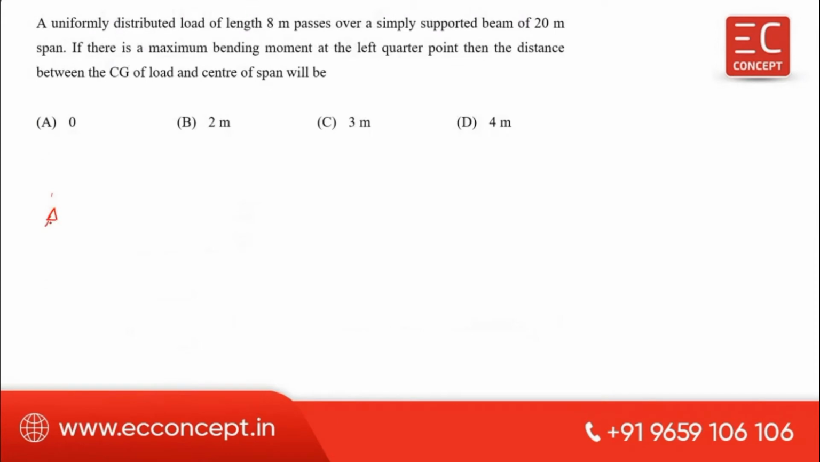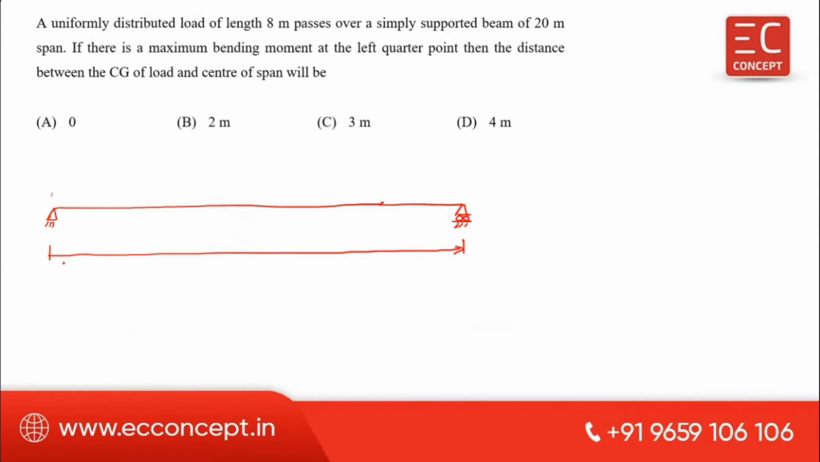There was a beam having a span of 20 meter. And at 1/4 span, there was a maximum bending moment that is calculated. Maximum bending moment section is at 1/4, that is 5 meter. So this is 5. Then what is the balance? 15 meter.